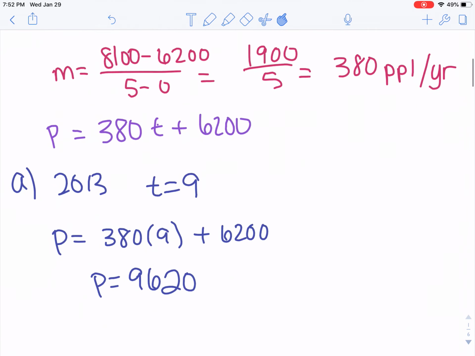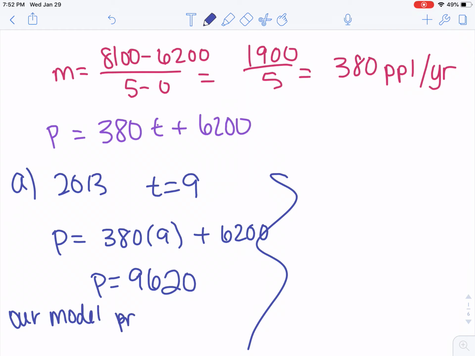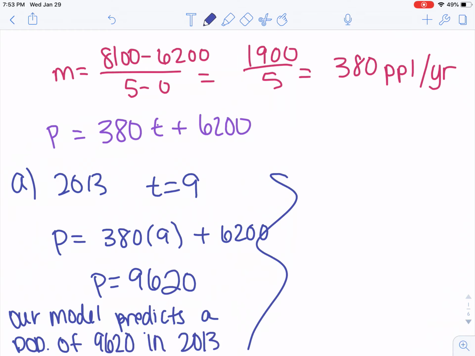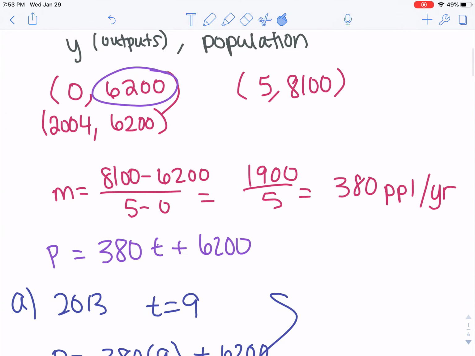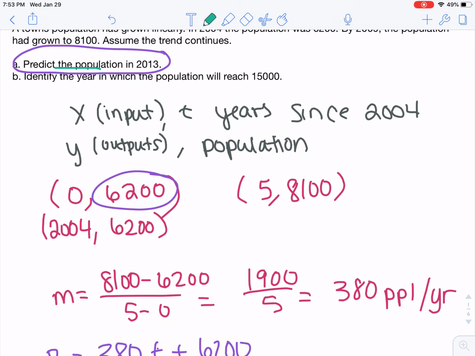It's a word problem, so I'd like for you to be able to write your answer in a sentence, so that you can identify what's happening here. So, if our trend continues, our model predicts a population of 9,620 in 2013.